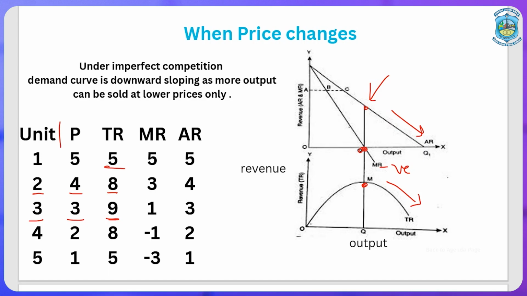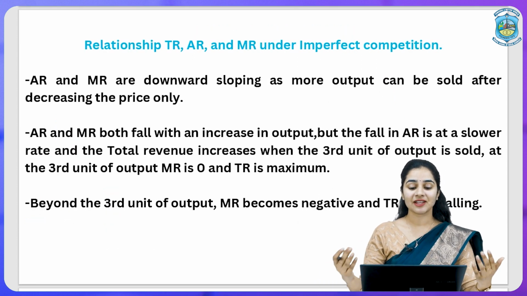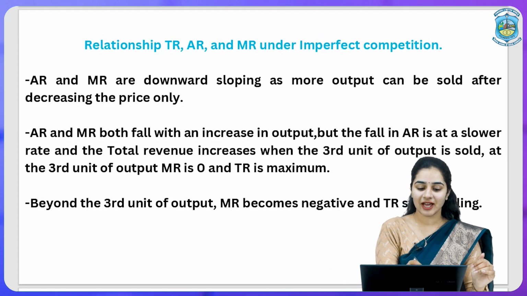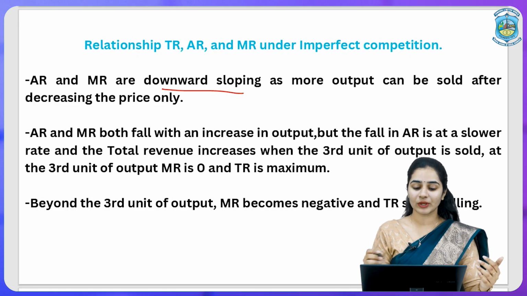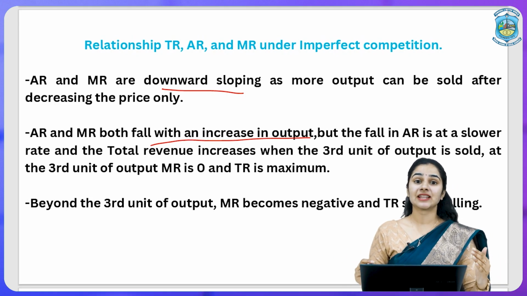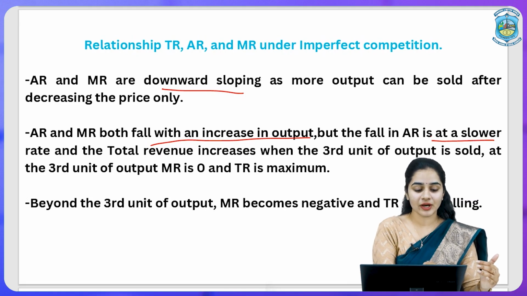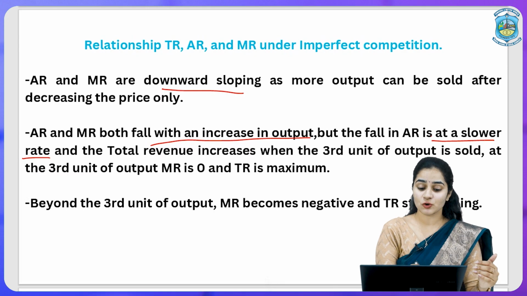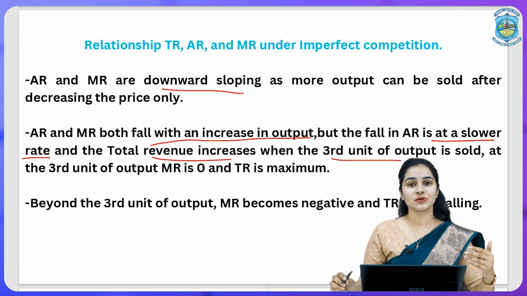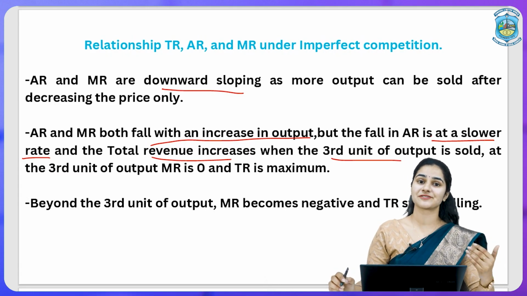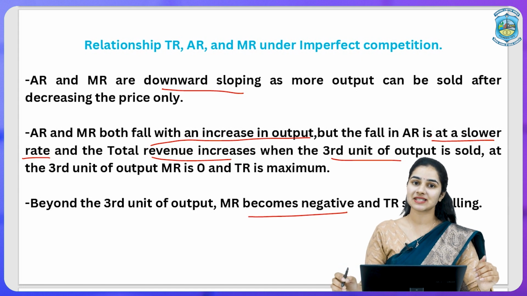The average revenue can never be negative because the total revenue cannot be negative, and so it is calculated as total revenue divided by the units sold. And this is basically the representation of the graph. Here the MR and AR curve are downward sloping. Both AR and MR fall with the increase in output, but the fall in AR is at a slower rate than the MR. The total revenue increases till the third unit of output sold. Beyond the third unit of output, the total revenue starts falling and the marginal revenue becomes negative.